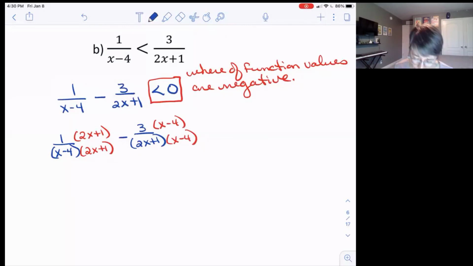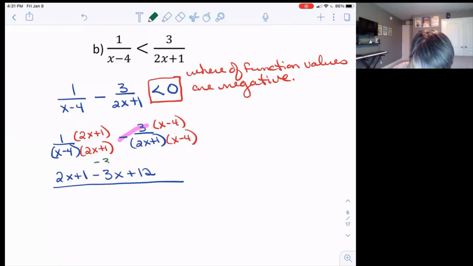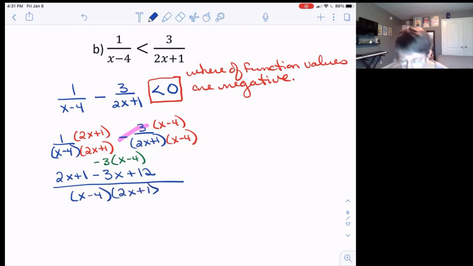Let's distribute the tops. We'll get 2x plus 1. And then we're distributing a minus 3. So that would give us a minus 3x plus 12. Those signs can be a little tricky. So that came from the fact that we had a negative 3 times an x minus 4. And remember, when you're adding fractions, you combine the tops, but you leave the denominators the same. We're going to go ahead and leave these factored, the x minus 4 and the 2x plus 1 in the denominator, since we're going to have to factor them eventually anyway.